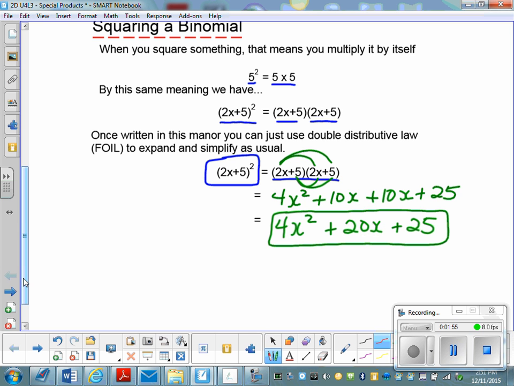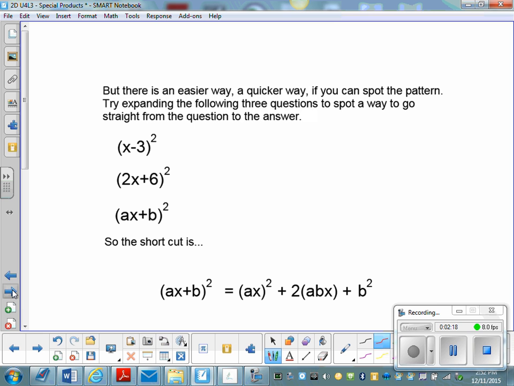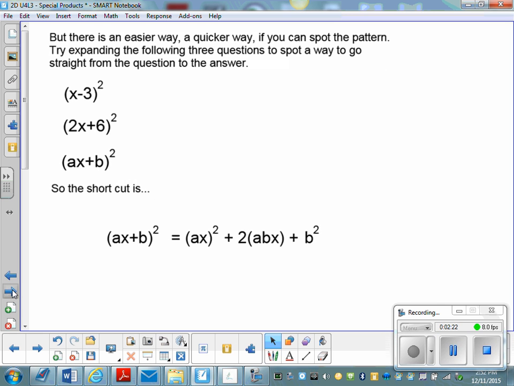One thing I do want you to notice there is that when we square a binomial and we do FOIL on it, we end up with the same middle term here. So that middle term shows up twice. That's going to help us come up with a little bit of a shortcut here. Okay? So we've got an easier way, a quicker way that we can get there. We're just going to try and see if we can find the pattern.